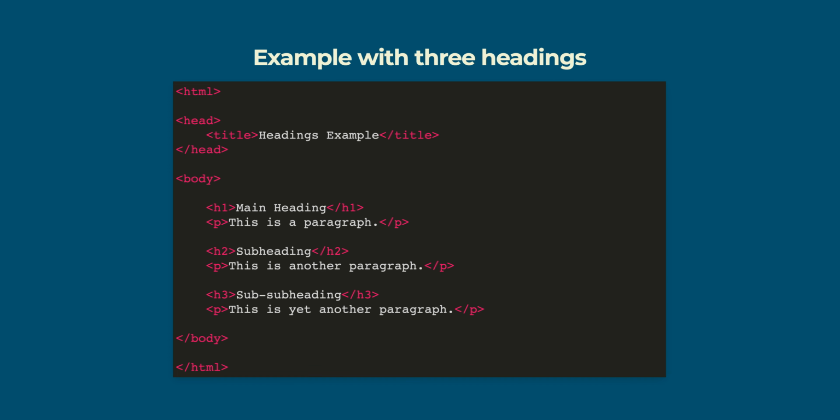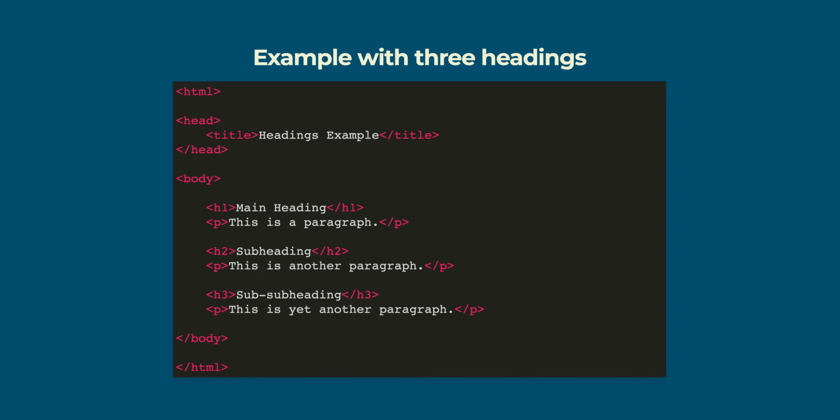The first heading is an H1 heading and it is displayed in the largest font size. It says main heading. The second heading is an H2 heading and it is displayed in a slightly smaller font size. It says subheading. The third heading is an H3 heading and it is displayed in an even smaller font size. It says subheading. The paragraphs are displayed below each heading.